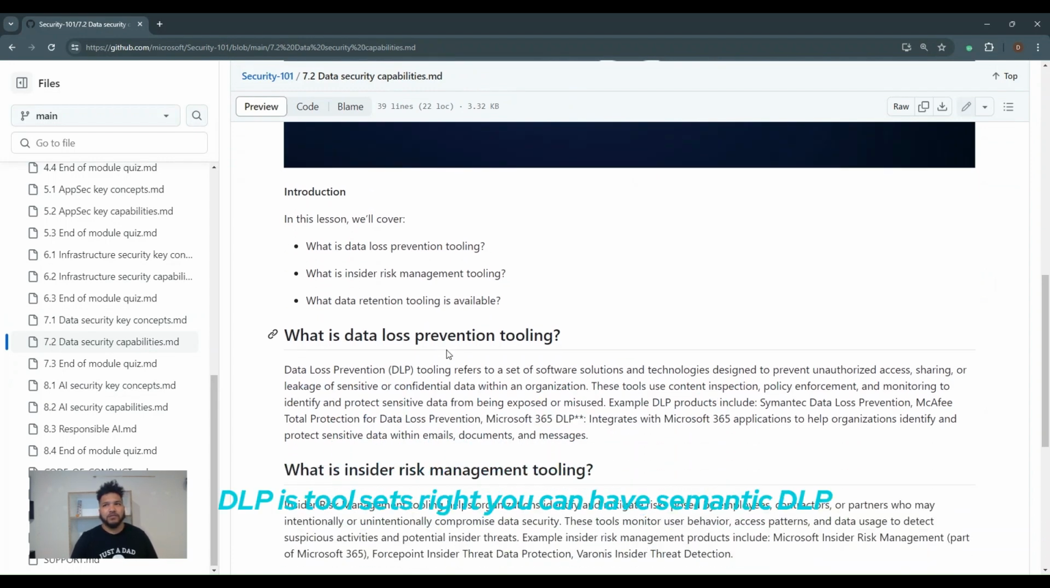DLP is tool sets. You can have Symantec DLP, McAfee Total Protection, Microsoft DLP. One of the biggest products that isn't getting named is Varonis. Most SASE networking products include some type of DLP in them now, for content inspection, policy enforcement, and monitoring.